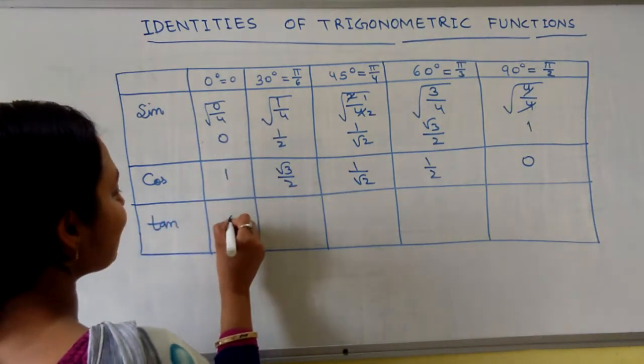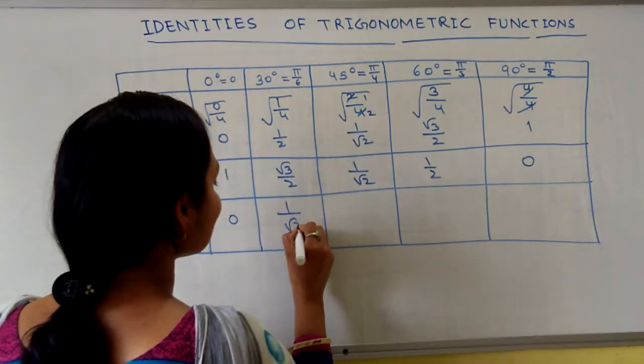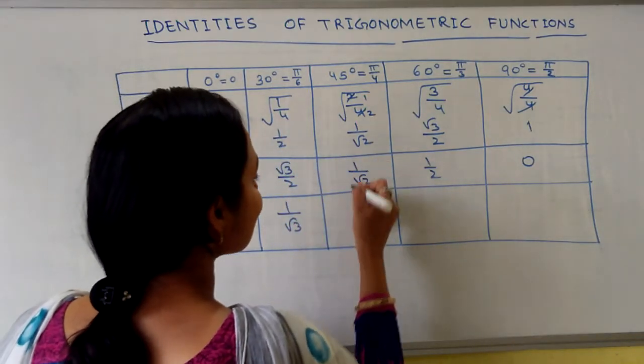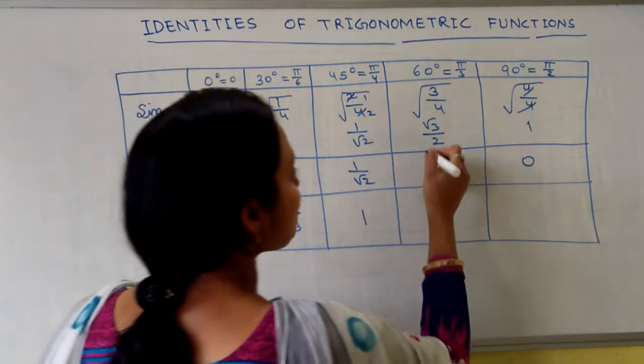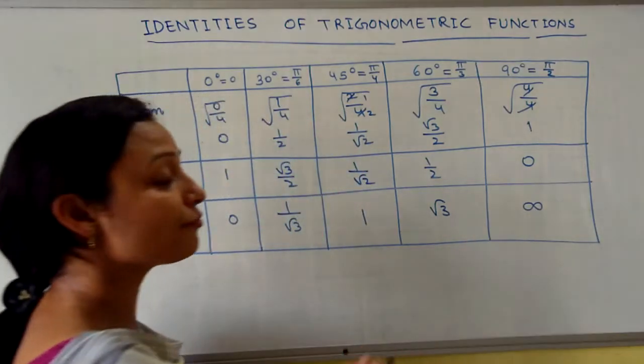Tan 0 is 0 divided by 1, that is 0. When you divide these two, 2 and 2 will cancel, we get 1 by root 3. When you cancel these two, full cancellation is there and we get 1. This 2 and 2 will cancel, we get root 3. And 1 upon 0, that is infinity, not defined.